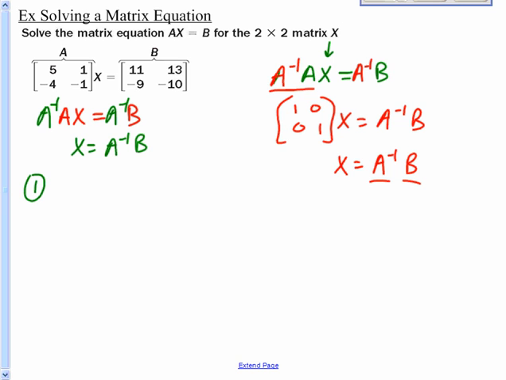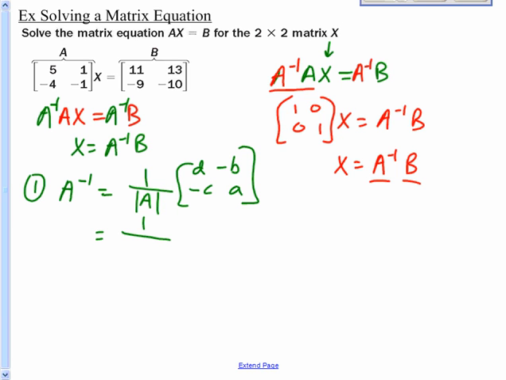Okay, so step 1, what's A inverse? You say, well, it's 1 over the determinant of A, D, negative B, negative C, A. And the determinant is 5 times -1, so -5, minus, now we go this other way, -4 times 1, -4. So it looks like it's -5 plus 4 on the bottom. So -1.